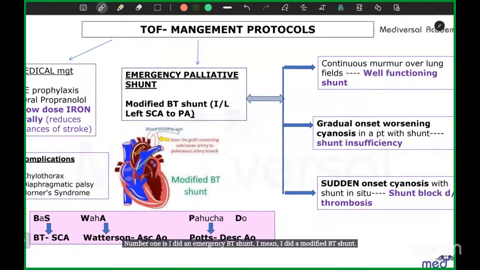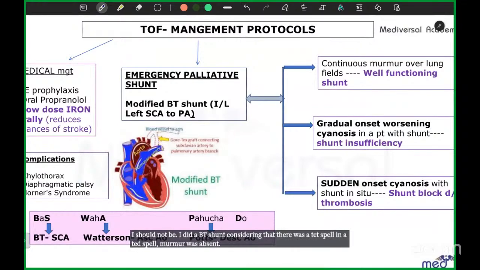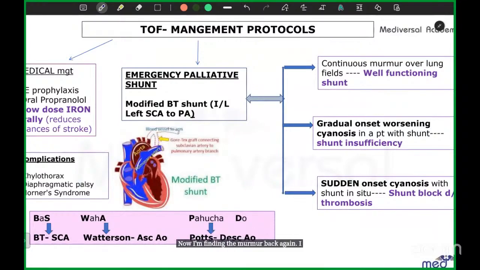Now, when a child comes to me, I find post emergency shunting, there is a continuous murmur over the lung fields. What do I mean? Should I be worried? No, I should not be. I did a BT shunt considering that this was a TET spell. In a TET spell, the murmur was absent. Now I'm finding the murmur back again. I should be happy. It's a well-functioning shunt.